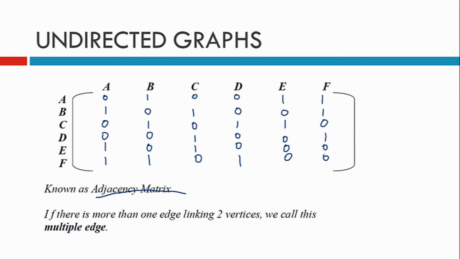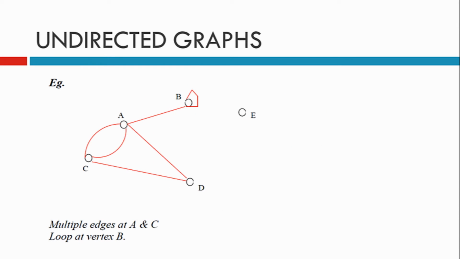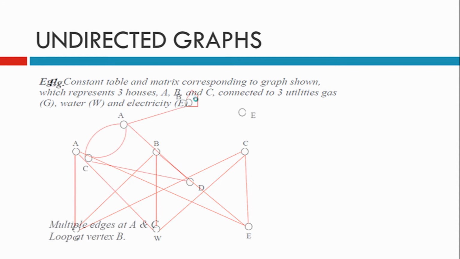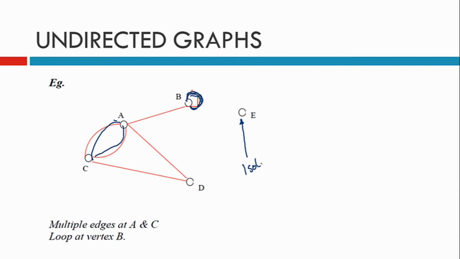Now if there's more than 1 edge linking 2 vertices, then we call it a multiple edge. Okay, so let's have a look at one. There's one there. We've got a multiple edge at A and C. You can see that there are 2 edges that connect A and C. We also have a loop at B. Now excuse the loop, I couldn't get the right angle of it, but it's supposed to be circular. Okay, and E is sitting all the way by itself there with nothing that connects to it. You'll realise later on that this is called an isolated vertex. I'll just write that one down. This is called isolated vertex.